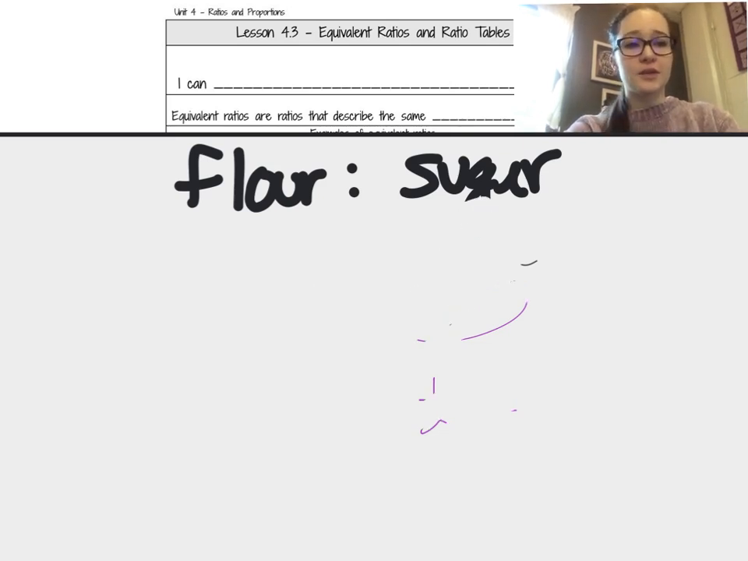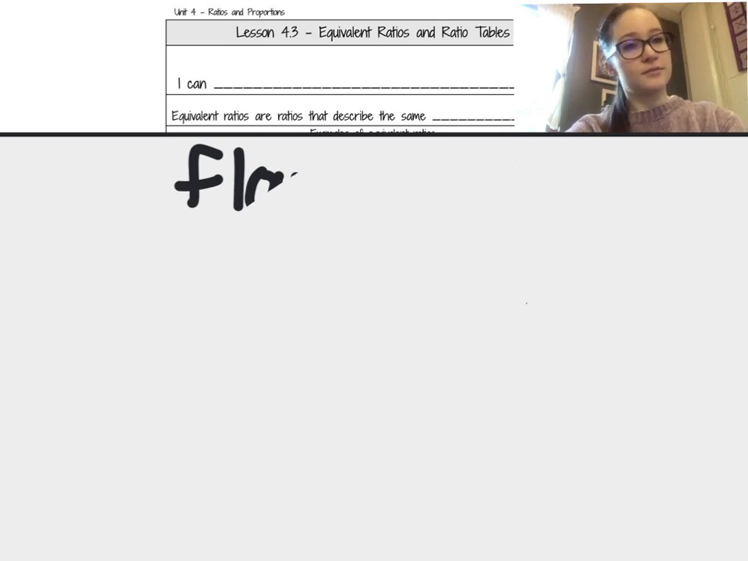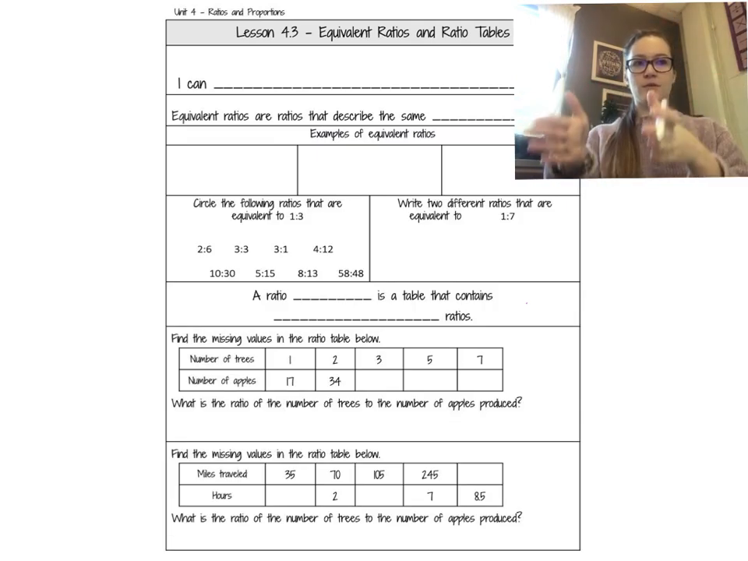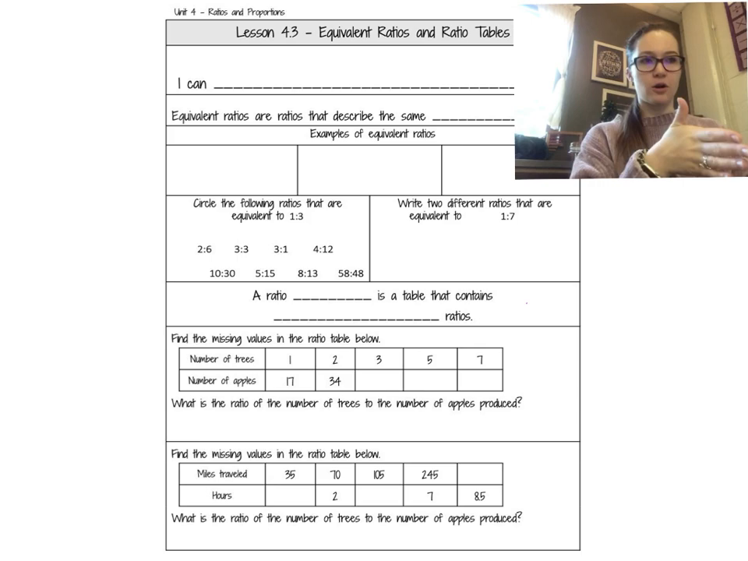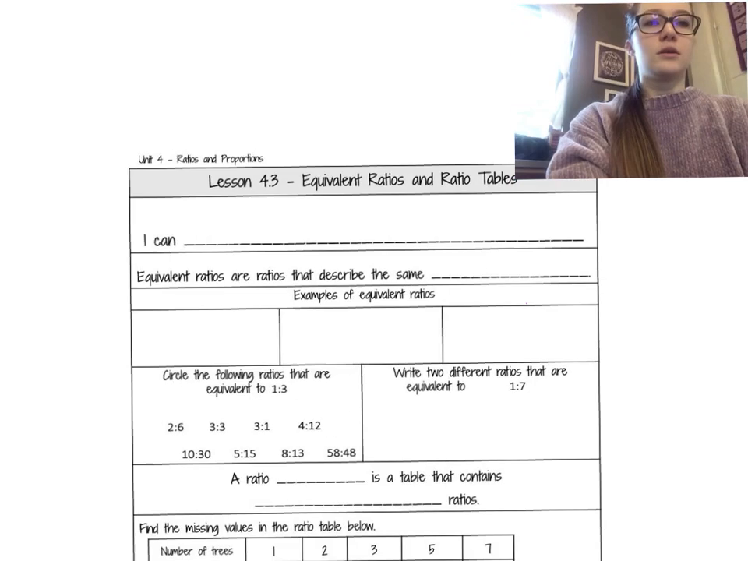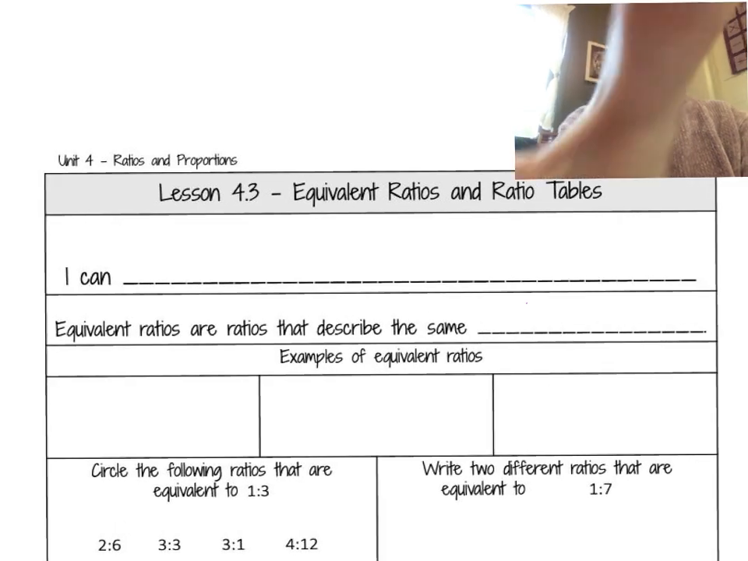Or if you've ever made Kool-Aid and you don't add the right amount of sugar, or you add too much water, it just throws the whole thing off. So you want them to stay, like, if I add this much of one thing, I always have to add this much of the other thing, okay? All right, so let's jump into the notes part.